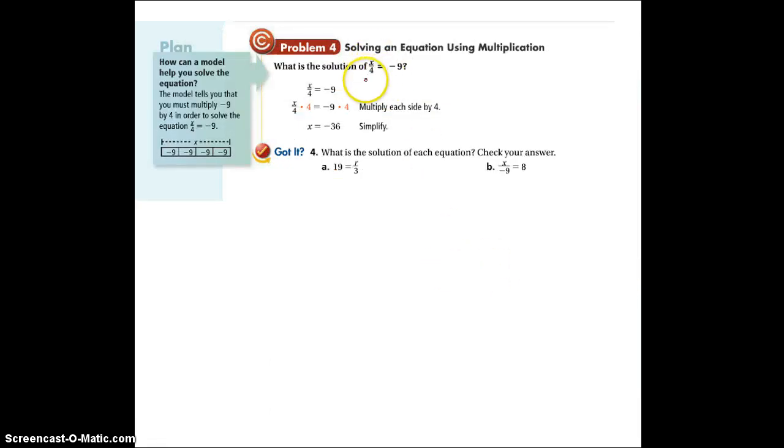Okay, so here, multiply both sides by 4, because that would be the opposite. That would be the inverse operation. The inverse operation here, I would multiply both sides by 4, and I get x equal to negative 36. The inverse operation here, I would multiply both sides by 3. The inverse operation here, I would multiply both sides by negative 9.